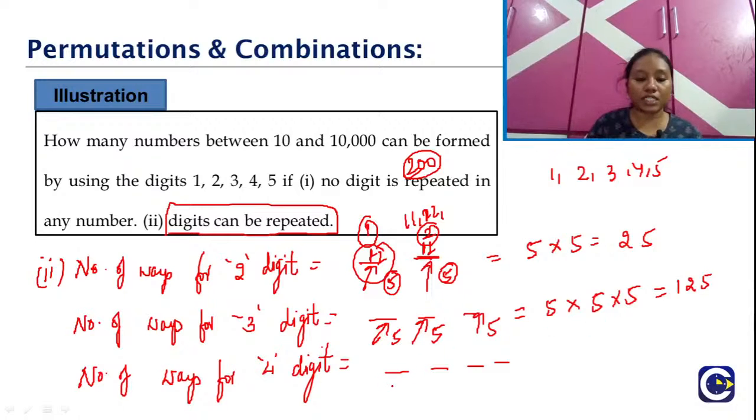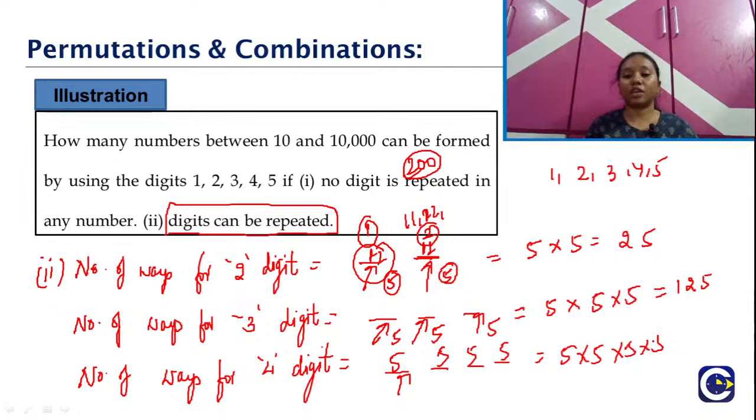Right. And for the next one, four-digit number, again the same thing here. 5 chances and 5, 5, 5. So all four places, all four experiments have to be performed simultaneously. So it will be 5 cross 5 cross 5 cross 5, which is 625.